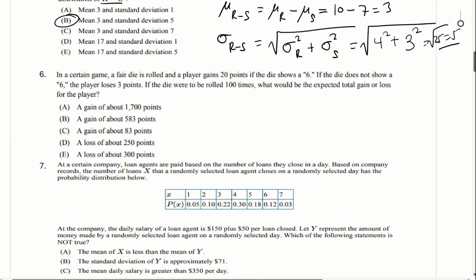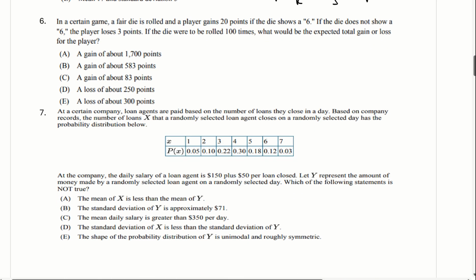All right, number 6, in a certain game, a fair die is rolled and a player gains 20 points if the die shows a 6. If the die does not show a 6, the player loses 3 points. If the die were to be rolled 100 times, what would be the expected total gain or loss for the player?